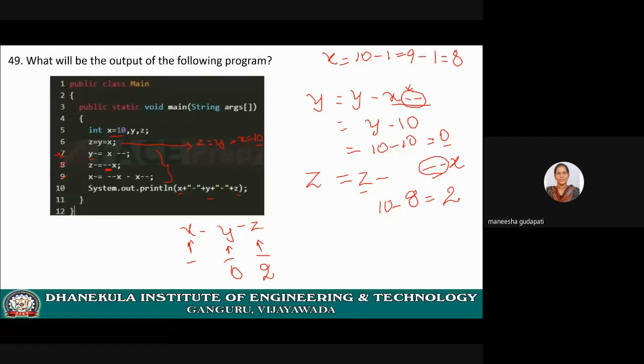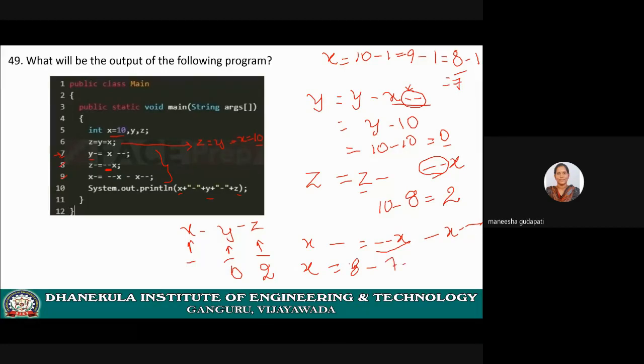Then x minus equal to minus minus x minus x minus minus. So that means x equal to x minus. What is the x value? At this moment, the x value is 8. 8 minus. So here, what we have to do? We have to decrement the x value by 1. That is equal to 7. So 7 is substituted here.